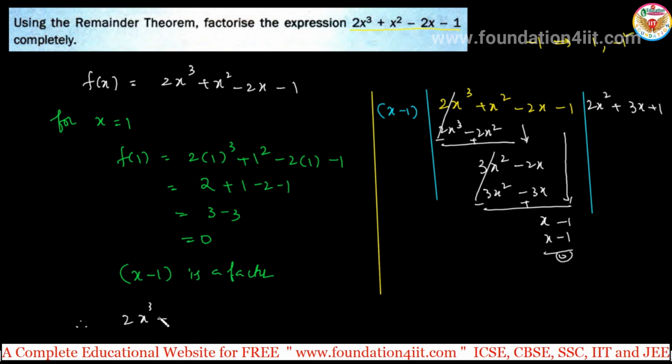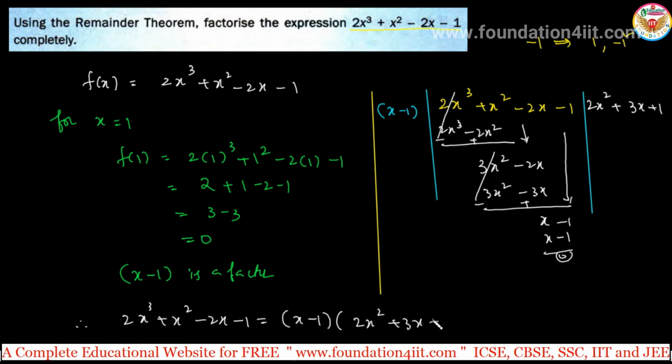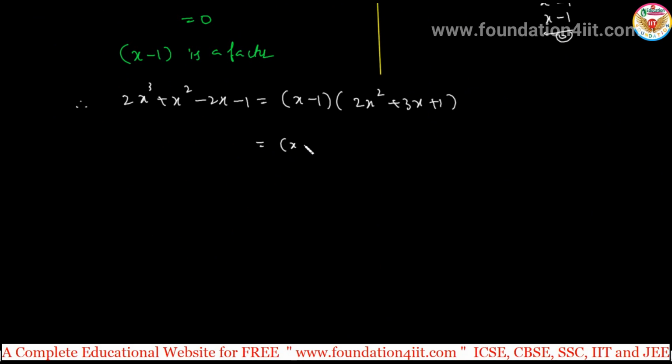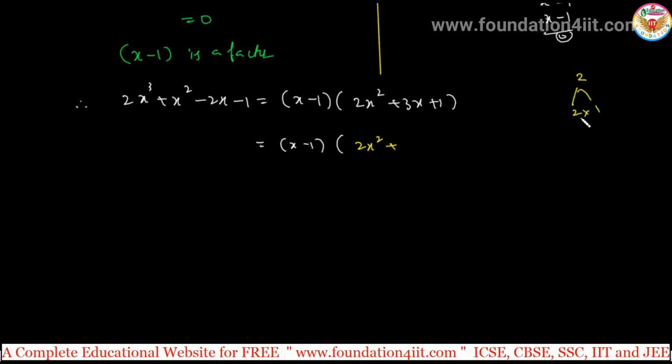So finally we have, therefore, 2x cube plus x square minus 2x minus 1. x minus 1 is a factor and the quotient is 2x square plus 3x plus 1. Right. Now this is supposed to be factorized. So 2x square, 2 into 1 is 2, right? So plus 2 and plus 1, rough work. 2 into 1, so 2x plus x, that is 3x plus 1.